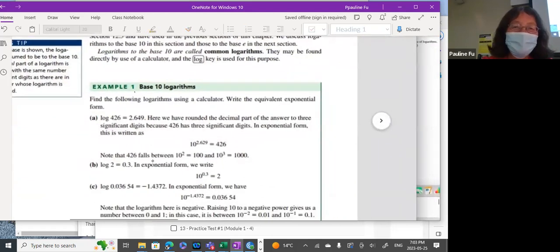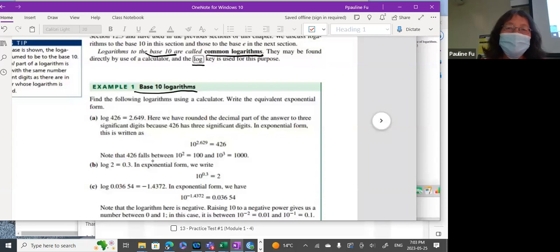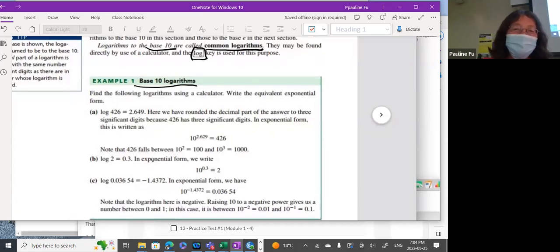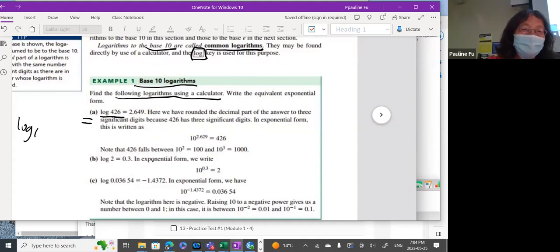Example, base 10 logarithms. If you have base 10, we call it common logarithms. We use the symbol LOG, so LOG represents base 10. This question asks you to find the logarithm by using a calculator. Make sure you know how to use your calculator. So find log 426, which is the same as log base 10 of 426.